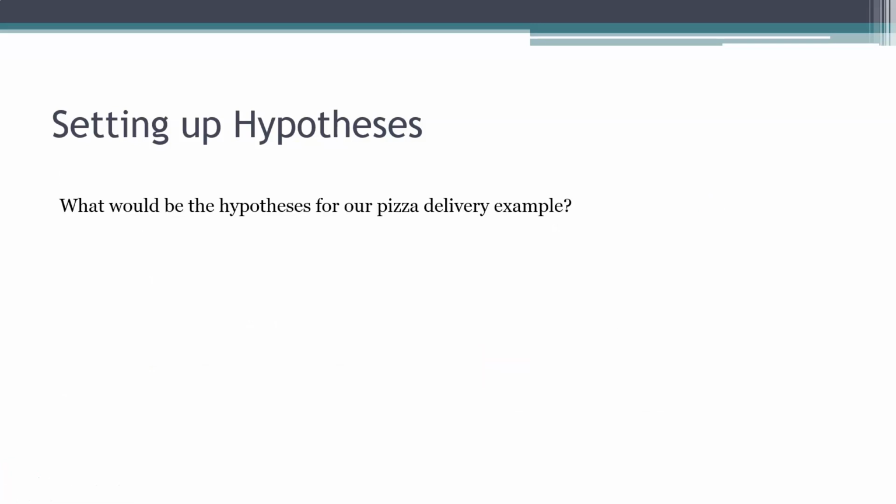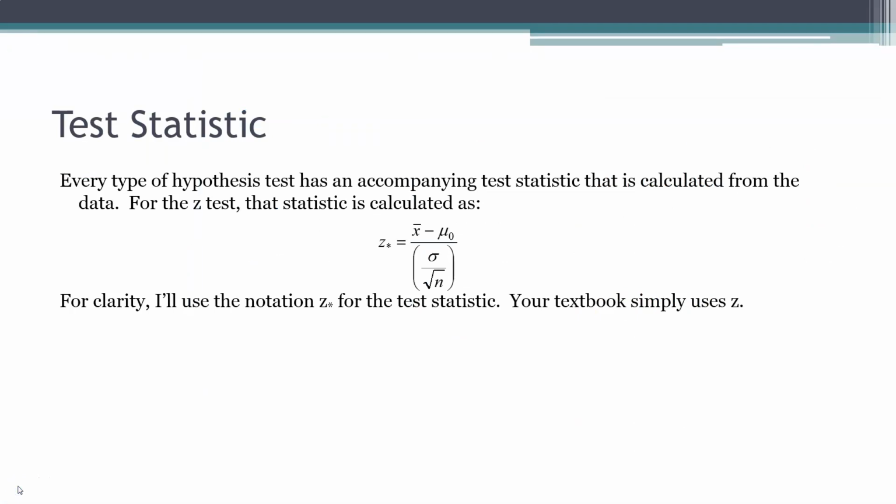So for our pizza delivery example, we're looking to show that mu is less than 30. So that means that's going to be our alternative hypothesis. And the null hypothesis is going to be that mu equals 30. So now that's it for setting up the hypotheses.